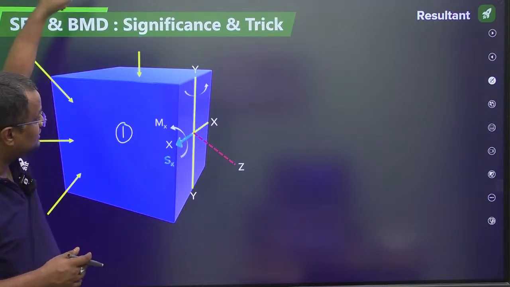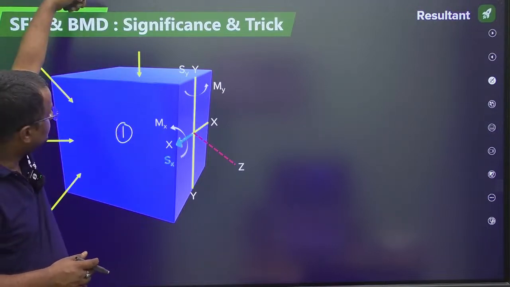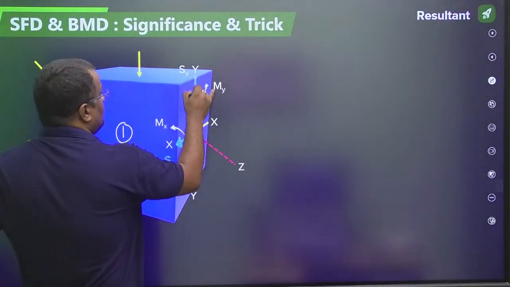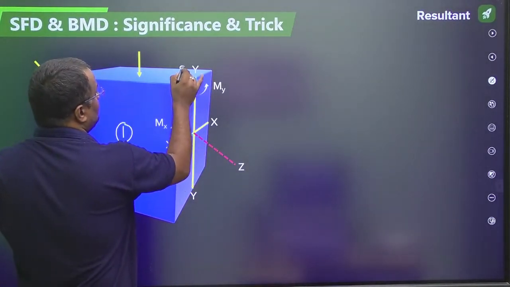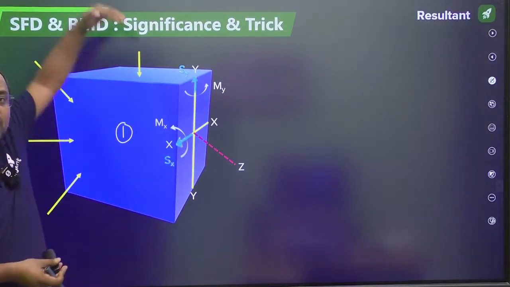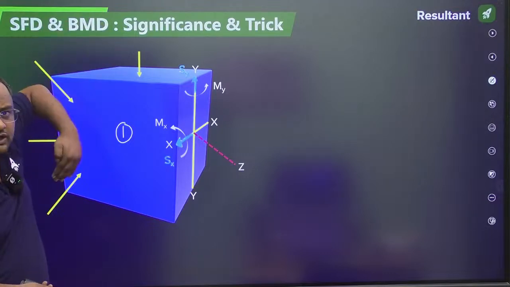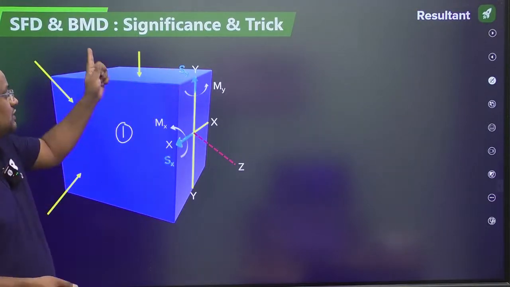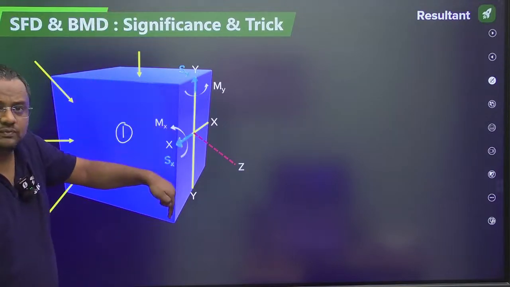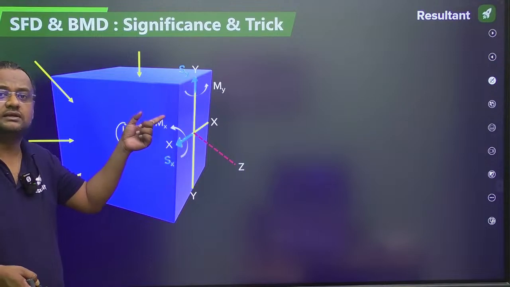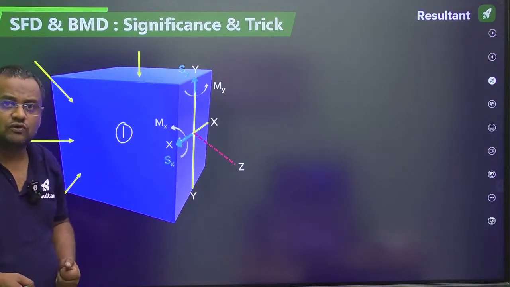Similarly, in the y direction, there is a net force. Suppose it is 42 newtons. So in the opposite direction, Sy will be coming. This Sy will be whatever the force in the y direction, might be 42 newtons. If in the y direction an upward force is coming, then here a downward force should be coming for balancing it. Similarly, about the y axis, there is some moment, so My moment will be coming for resisting it.